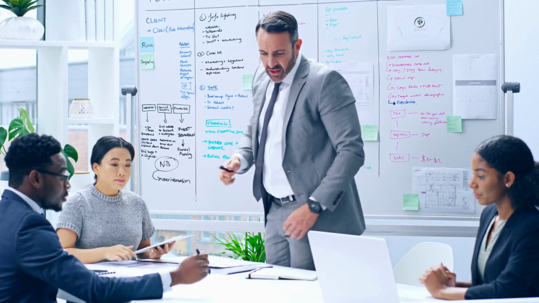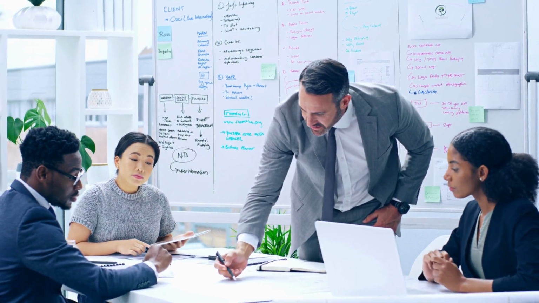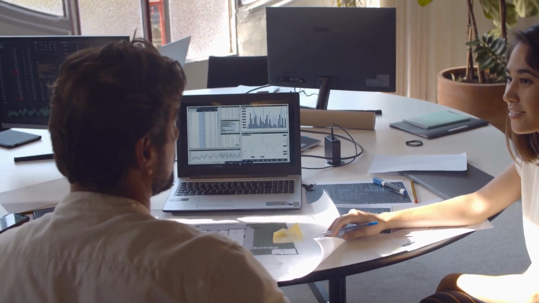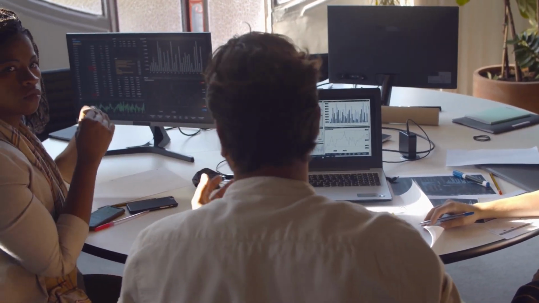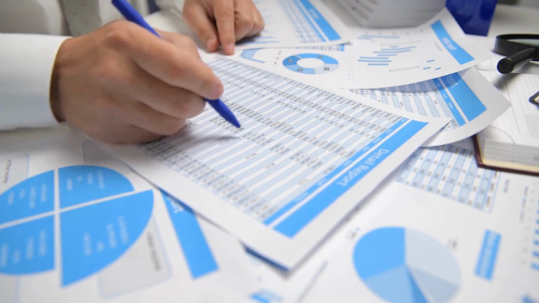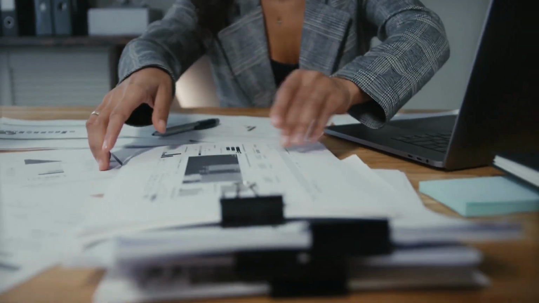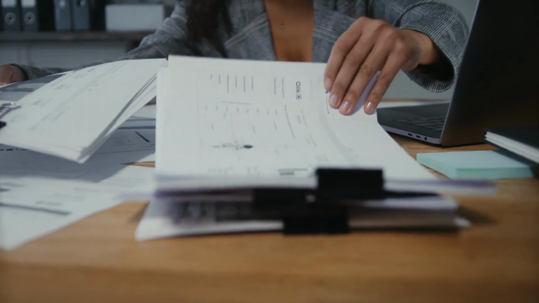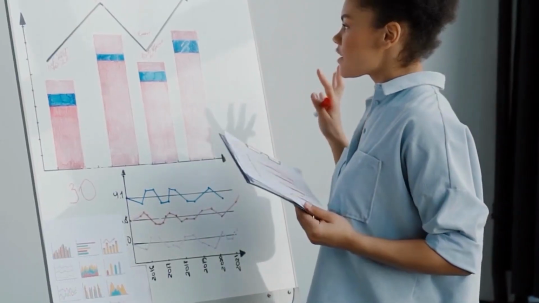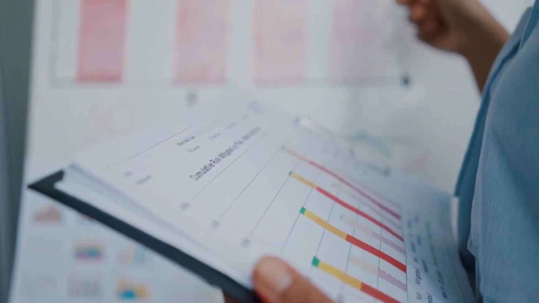They enable businesses to accurately reflect the timing of revenue and expenses, ensuring that financial statements provide a true depiction of a company's financial performance and position. Whether it's handling prepayments or accruals, understanding and properly recording adjusting entries are essential skills for accountants and financial professionals. By mastering this concept, you can ensure that your financial statements are reliable and compliant with accounting standards. So, as you continue your accounting journey, embrace the world of adjusting entries and unlock the power of accurate financial reporting.